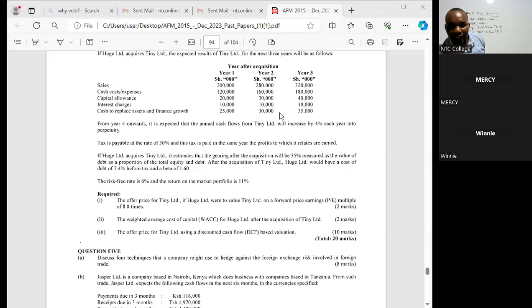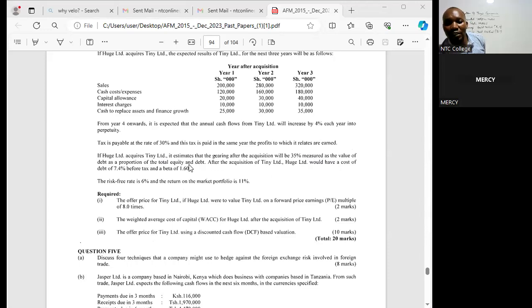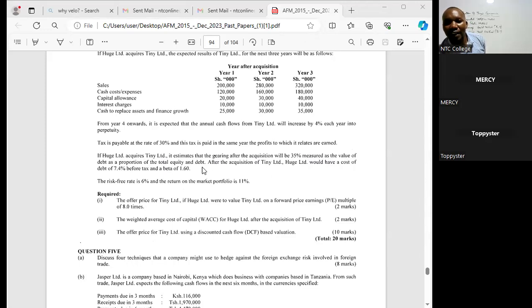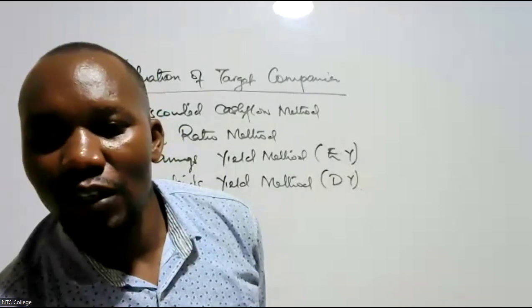They are saying that if Huge Limited acquires Tiny Limited, it estimates that the gearing after the acquisition will be 35%, measured. How did they arrive at 35%? They measure it as the value of debt as a proportion of the total equity and debt. And after the acquisition of Tiny Limited, Huge Limited would have a cost of debt of 7.4% before tax and a beta of 1.6. The first thing that I want you to tell me is the meaning of total equity and debt.